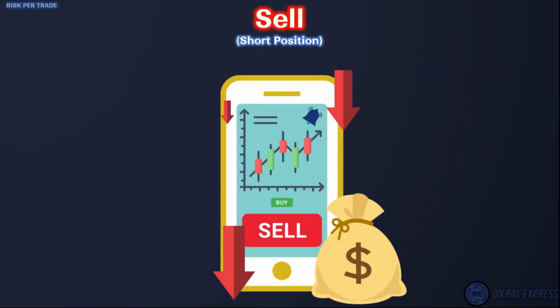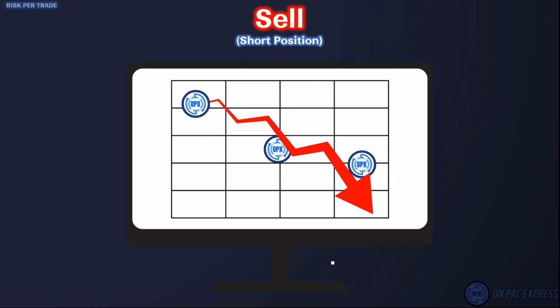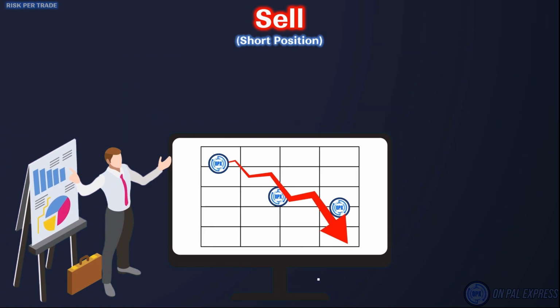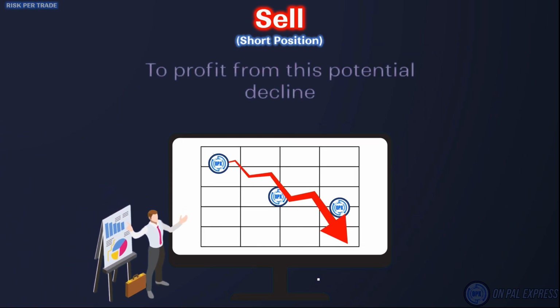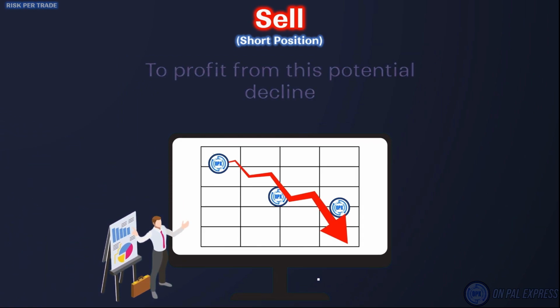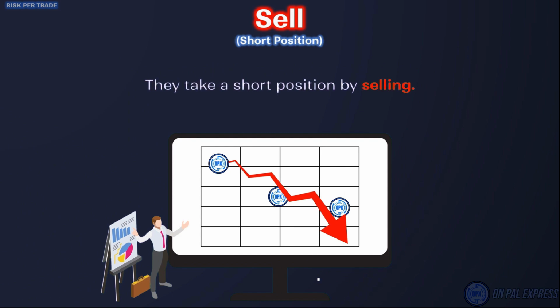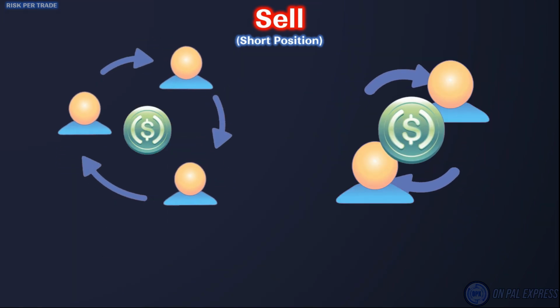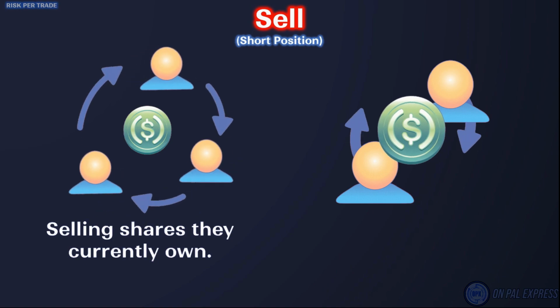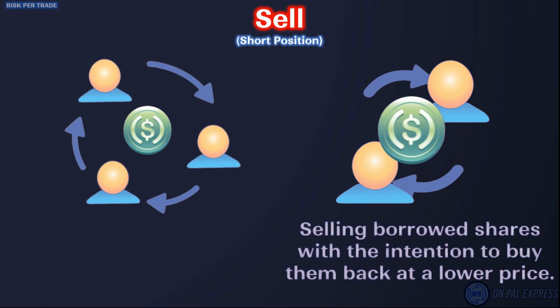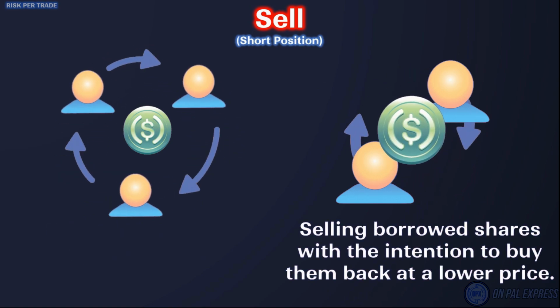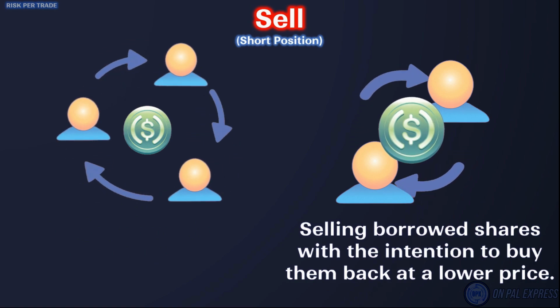Sell direction, also known as short position. In this direction, traders expect that the price of the asset will fall, and they aim to profit from this potential decline. They take a short position by selling. This can involve selling shares they currently own, or in the case of short selling, selling borrowed shares with the intention to buy them back at a lower price.